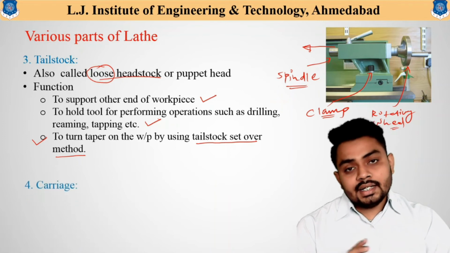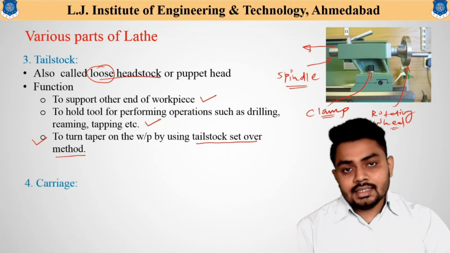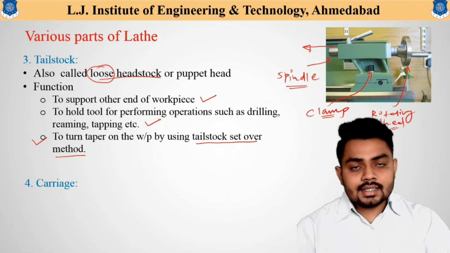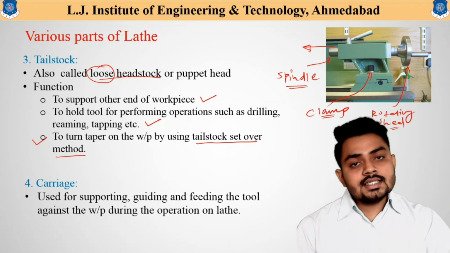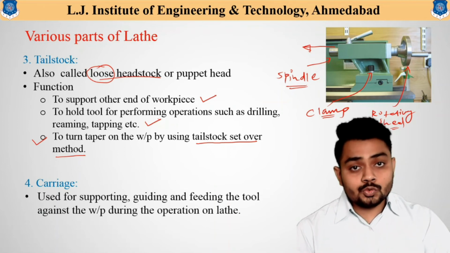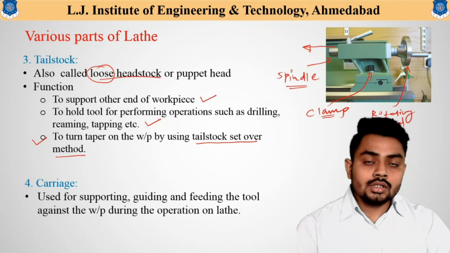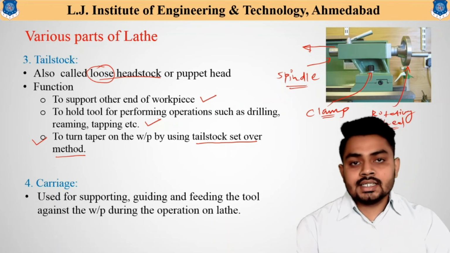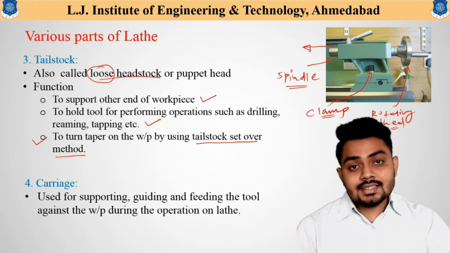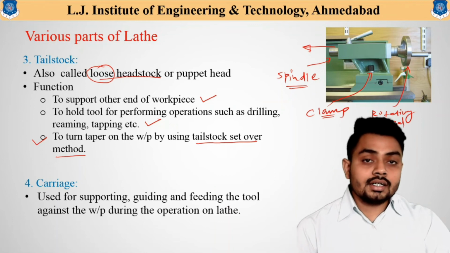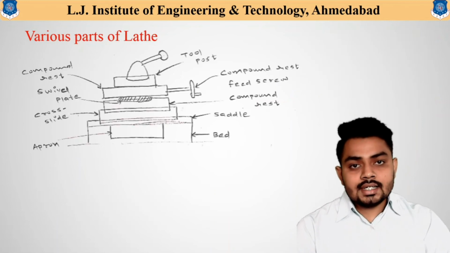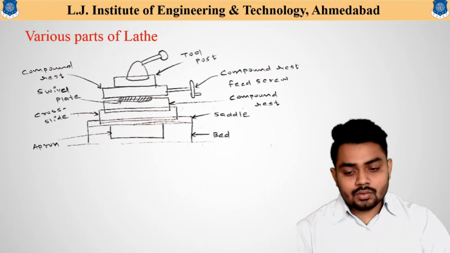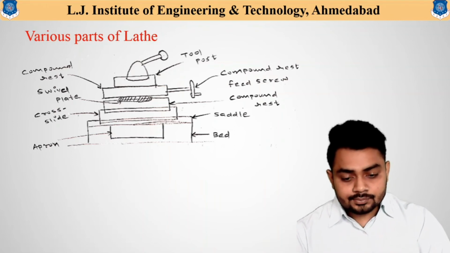Now the next important part is the carriage. This carriage is a major part, as it is useful to provide support, to guide or to feed the tool towards the workpiece during machining operations. This carriage consists of many different parts, which we will discuss. As you can see in this simple figure, there are different parts available, which we will see over here. The first one is the bed.